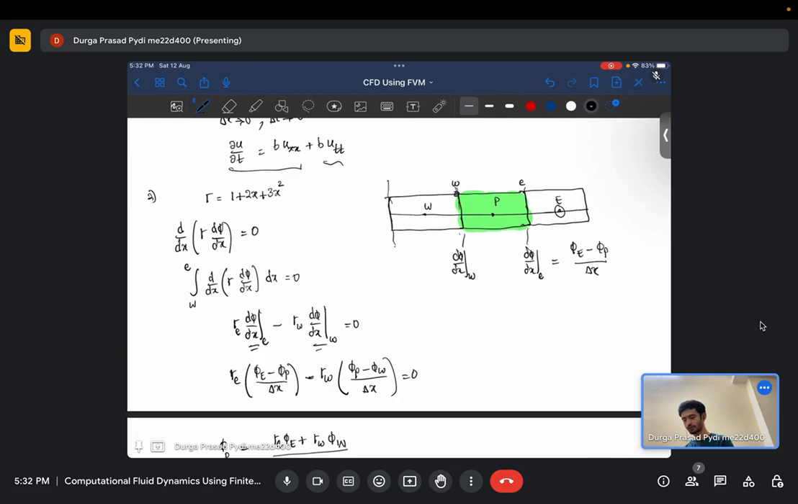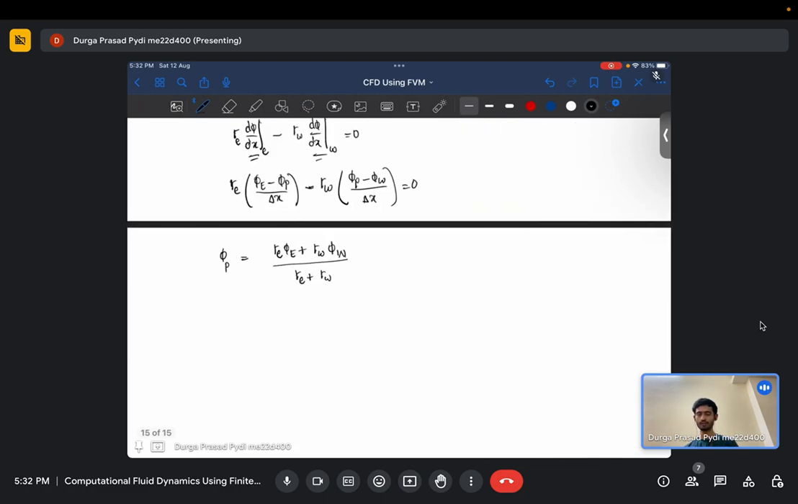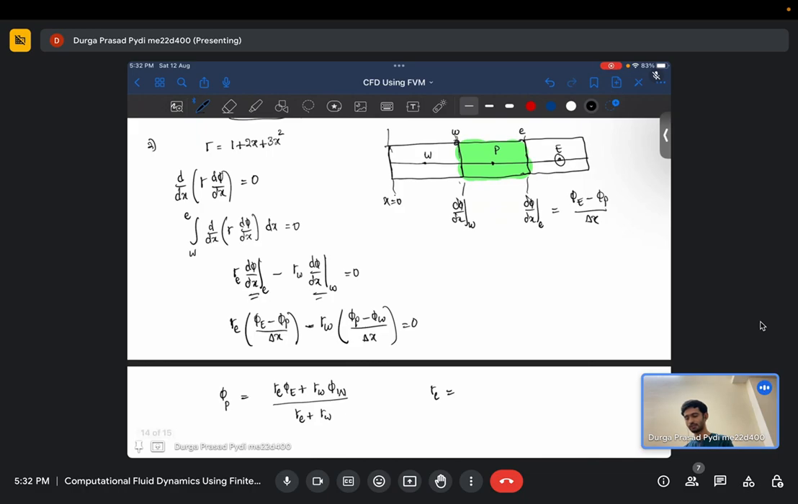If my x coordinate starts at this point, and I already know the equation for gamma, what will be my gamma e? Gamma e is the value of the diffusion coefficient on the east face. That gives you 1 plus x on the east face, which is essentially 2 plus 3 times x squared. So 12 plus 5, this is 17.